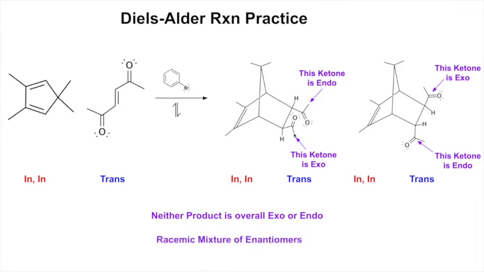So instead of saying, oh, I get a major product that is endo, you can't. You actually get a racemic mixture of these two enantiomers. And they are enantiomers because when you slide them over, they don't match up. They're not superimposable. And if you twist this around, you can see a mirror plane there.